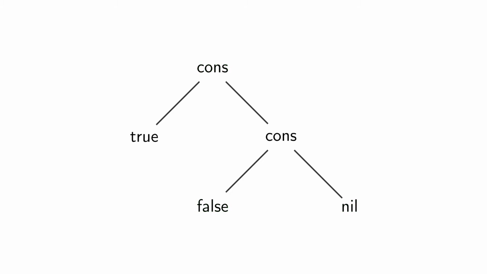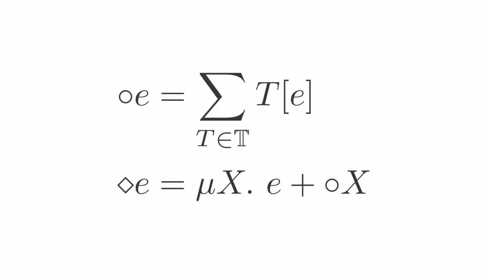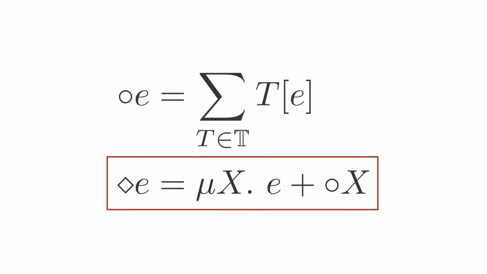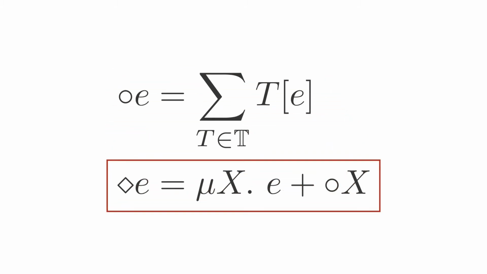In order to make this concrete, we need a formal way to name these interactions that captures even transitive relationships, like the one between false and cons. By way of analogy to modal logics, we'll define two operators, next and eventually. Next E is the set of trees with a child described by E, and eventually E is essentially the reflexive transitive closure of next. I'm glossing over some details here, so check out the paper if you want to know more about these definitions.